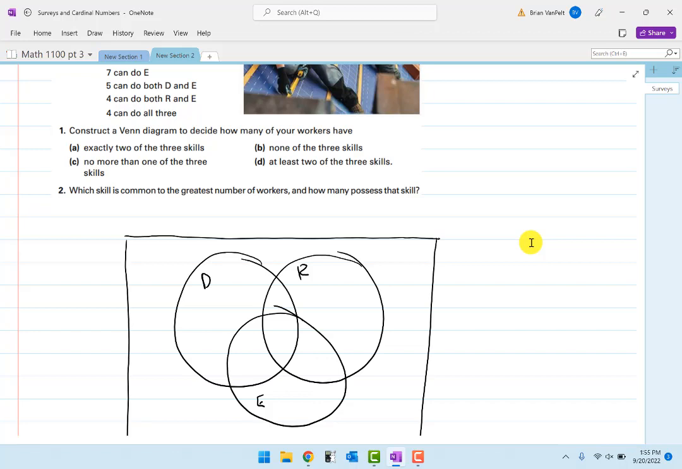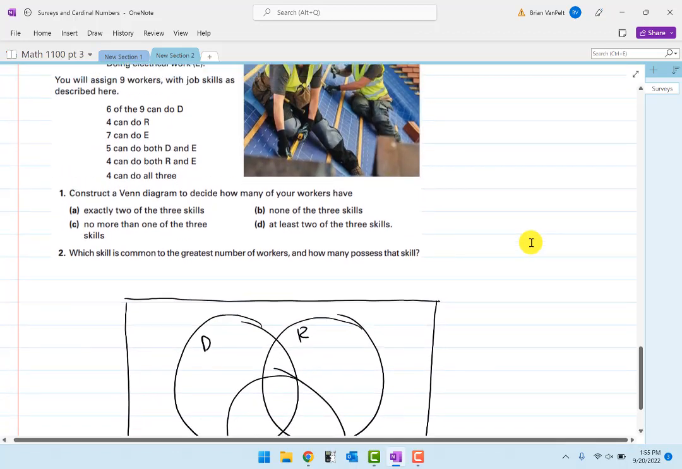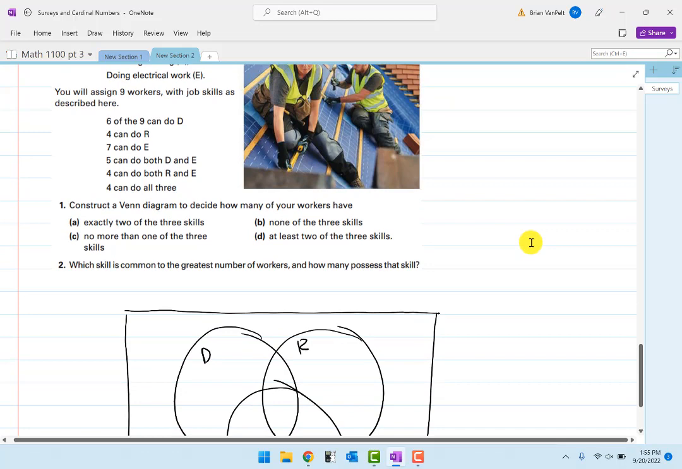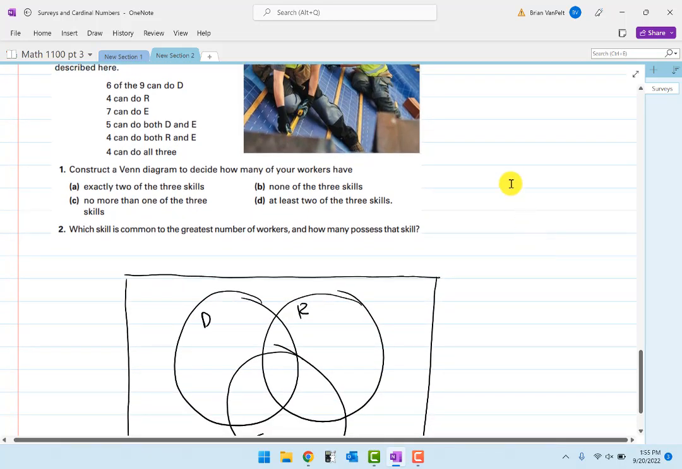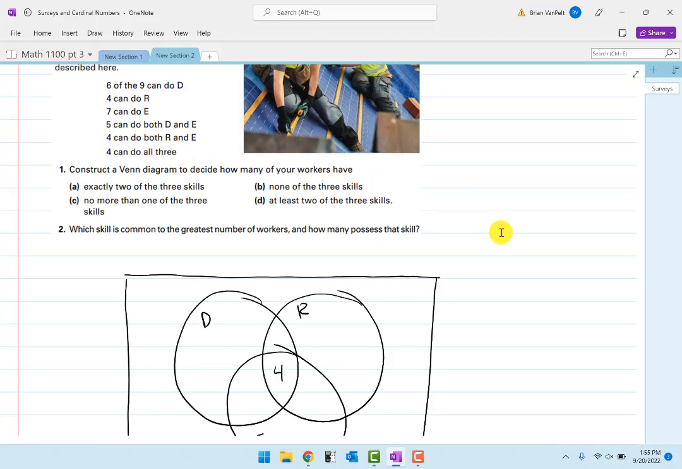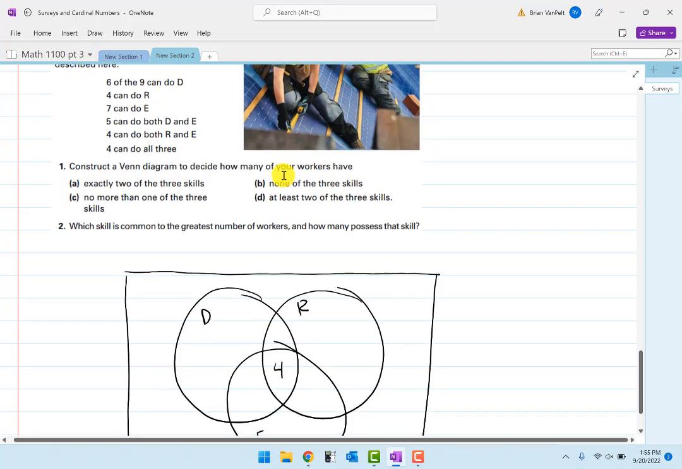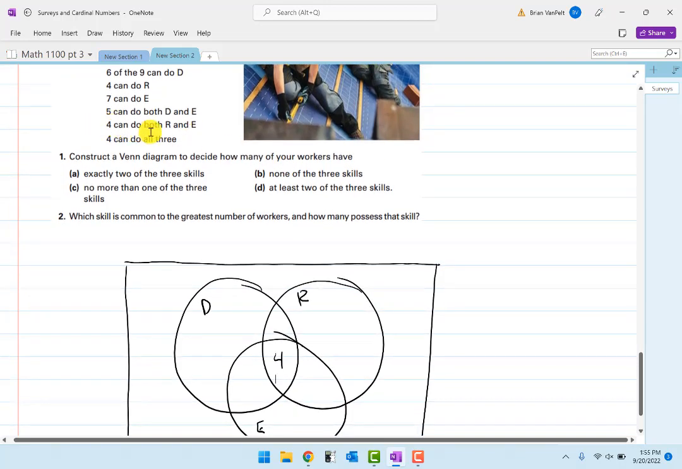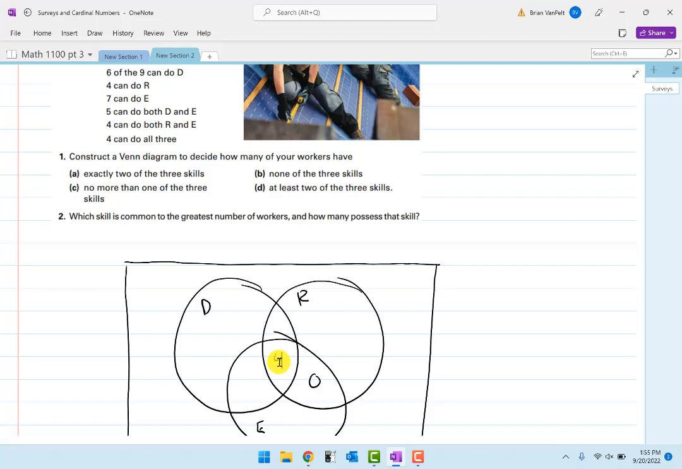All right, so now we'll do the same thing that we did with all the other ones. We're going to work the most restrictive first. So if you look, 4 can do all 3 of them. So that means I'll have a 4 in the middle. And we'll work our way up if we can. 4 can do both R and E. So R and E, this is in here. 4 can do R. Well, I've already counted for 4, so that must mean that I have 0 left there.